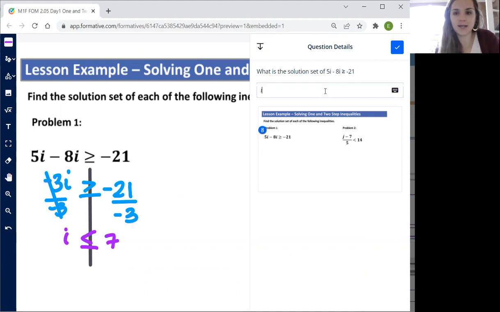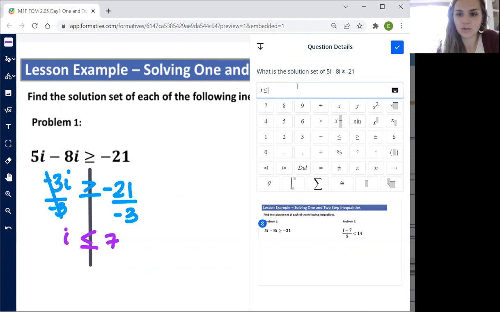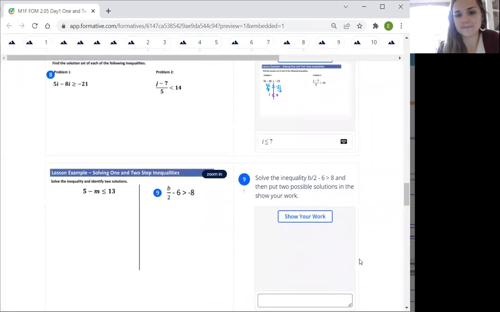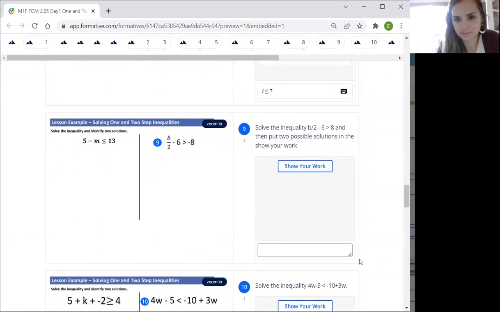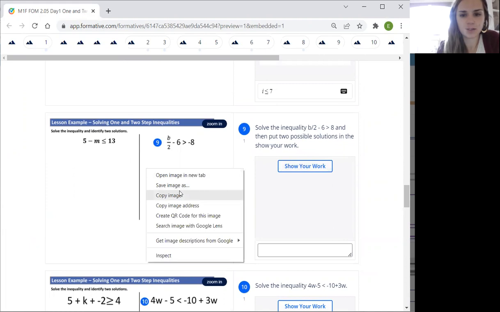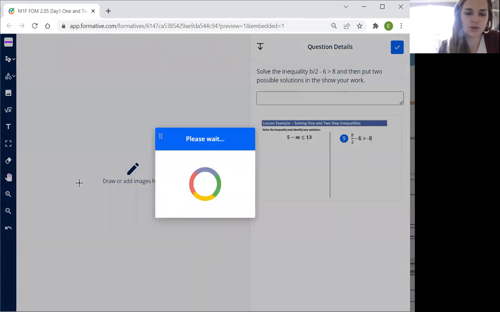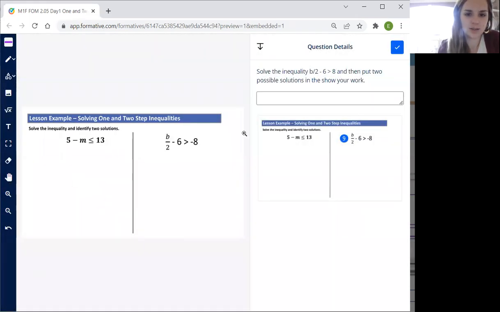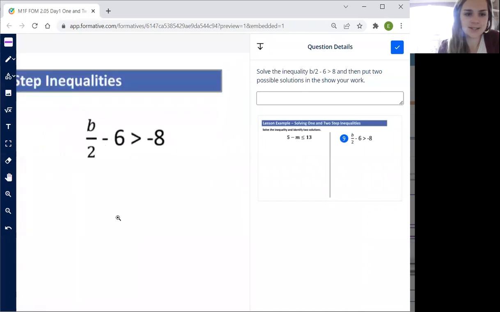So we get i is less than or equal to 7. And this one you don't have to graph. Number 9. I'll make sure that this is in your show your work box. Okay, number 9 is this one.